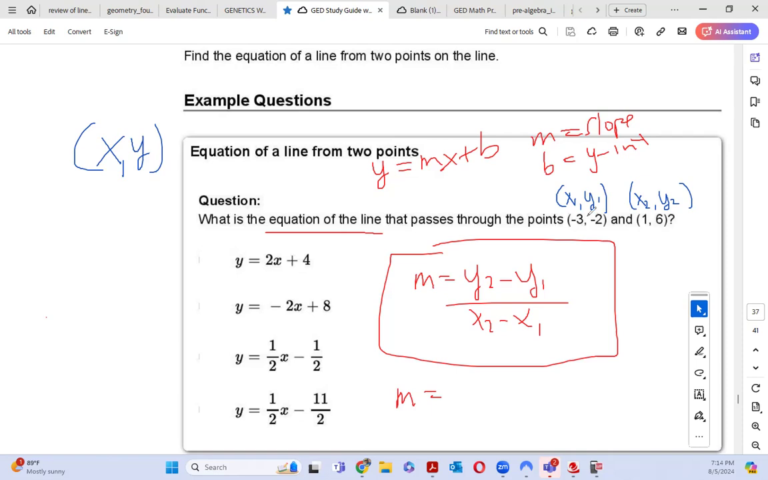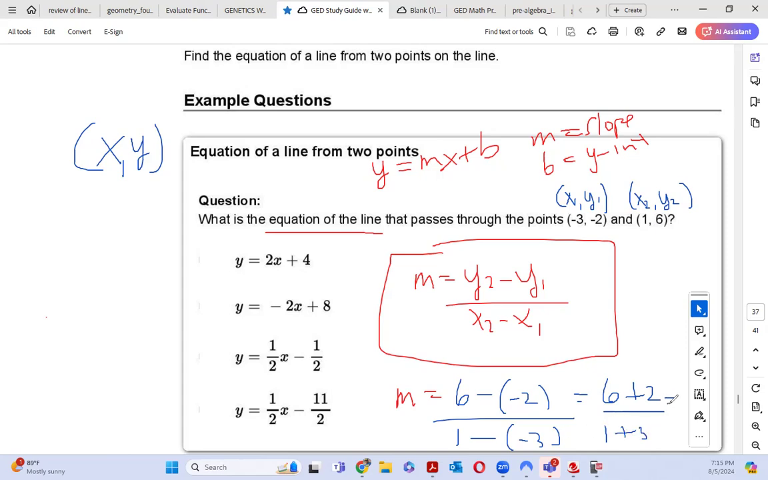This is my first point, x1 and y1. This is my second point. I'm gonna call that x2 and y2. What is my y2? 6. Y2 is +6. What's y1? -2. What is x2? 1. What is x1? -3. Two negatives make a what? Positive.